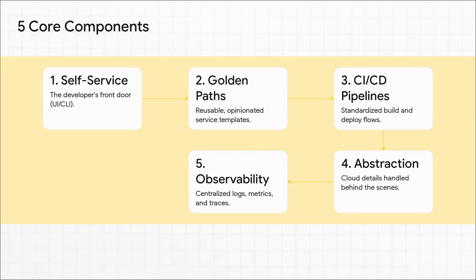It all starts with a self-service interface, a portal or a CLI that acts as the front door. Behind that door, you've got the templates and the golden paths we just talked about. Those then plug into standardized CI/CD pipelines that handle all the build and deploy logic. And all of this is powered by an infrastructure abstraction layer that deals with the nitty-gritty cloud-specific details. And finally, tying it all together is observability, which gives you that absolutely critical feedback loop.